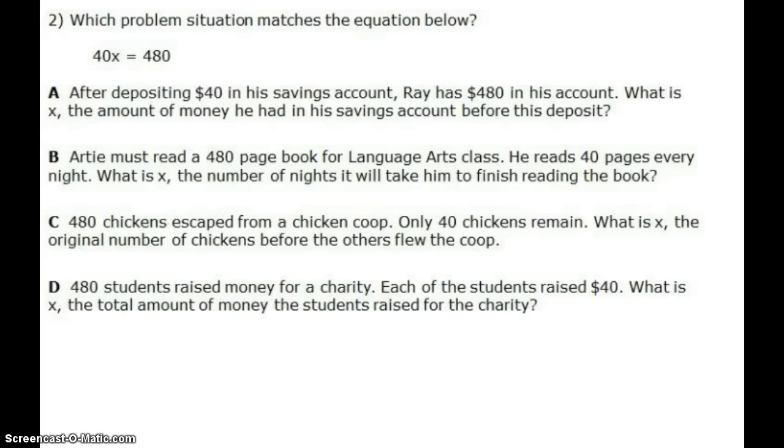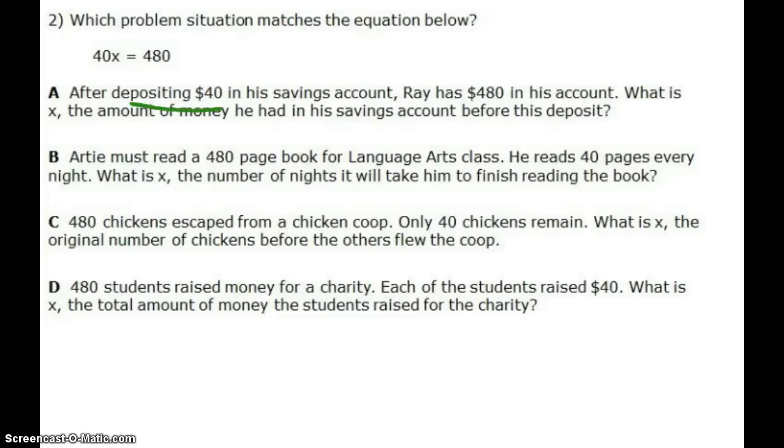So now I want you to read through this situation and solve it and record your answer, and then we'll go over it. All right, which problem situation matches the equation below? Let's just think about the equation 40x equals 480. If we have a balanced scale, we have a bunch of x's on one side, and then we have 480 positives over here. So this 40x means 40 x's, or 40 times an amount. So here's how I'm going to think about this problem.